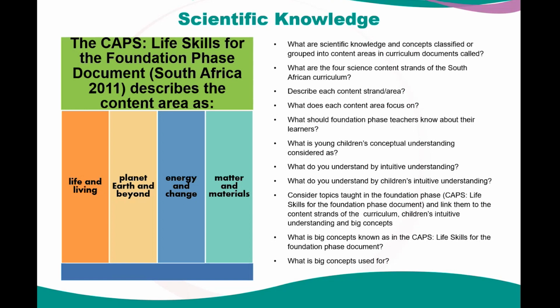So remember, scientific knowledge and concepts are classified or grouped into the content areas, also called the knowledge strands in the curriculum documents. So the four science content strands of the South African curriculum are life and living, like I said, which are, for example, animals, plants, the environment. When it comes to planet Earth and beyond, we think of soil, water, air, stars, planets. Energy and change: forces, movement and energy. Matter and materials: the nature of materials. So go through these questions while you're going through this section as well.